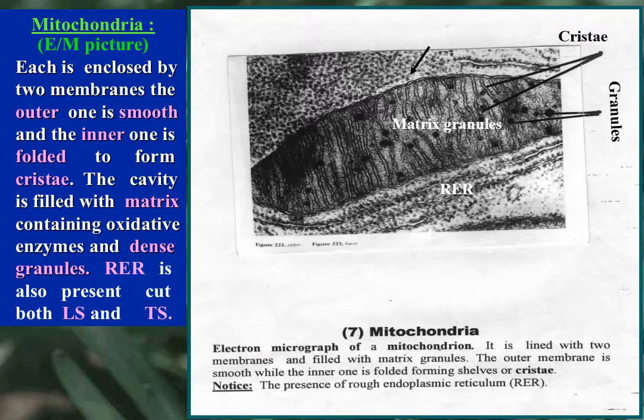Rough endoplasmic reticulum in the lower part of the photo appears as parallel cisternae or tubules with ribosomes attached to their outer surfaces in longitudinal sections and as circles studded with ribosomes in transverse sections.